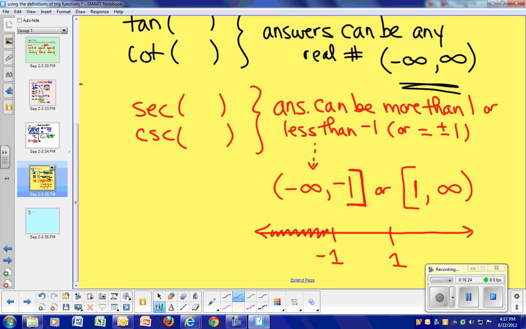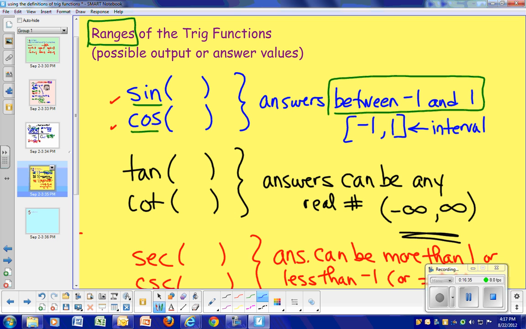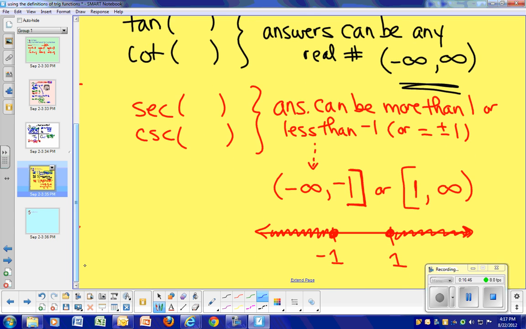Answers could be less than -1, including -1, or they could start at 1 and be bigger than that. Okay, if we did a number line graph for sine and cosine's range, we would have the part in between -1 and 1. Here's where the sine and cosine answers are, and the red part is where the secant and cosecant answers are. So they're opposites of each other, whereas tangent and cotangent would be the entire number line. Everything would be shaded in for those.